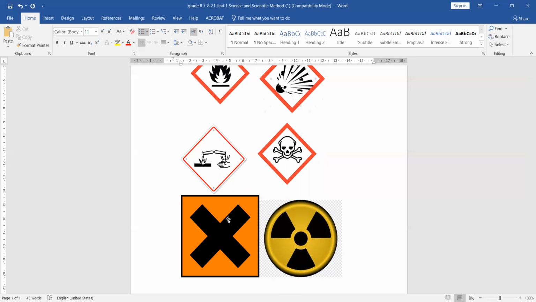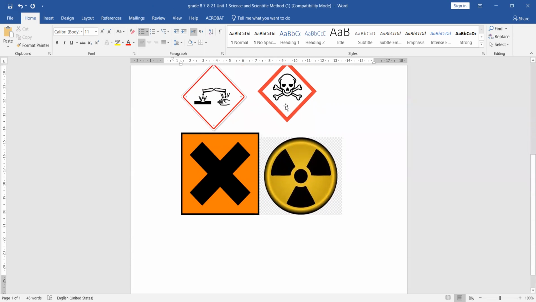Number 6 actually tells us about radioactive rays like uranium, radium, cobalt, all these things. So we have to handle them properly. When we are handling these kinds of substances, we have to use precautions. Okay, class, so do this work in your copies.